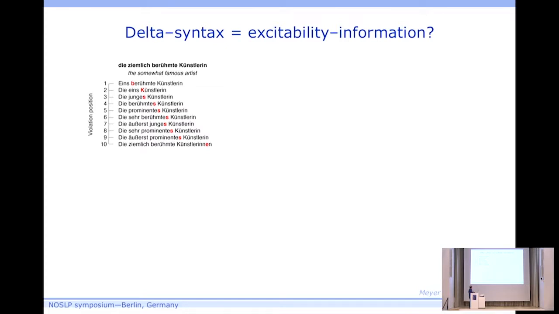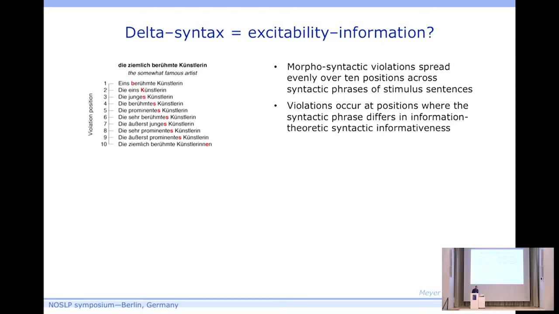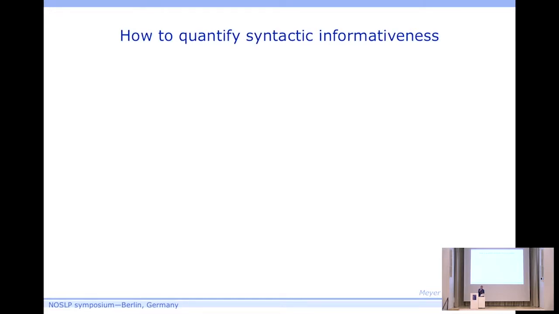And we have these violations at 10 steps in the phrase, from the left to the right, okay? And participants are to spot these errors. That's just their task, spot the error, okay? And these violations, and that's, I think, the crucial point, and this is why I think this is related to information processing, occur at time points where the syntactic phrase internally differs in its informativeness in information-theoretic terms. Okay, so how do we quantify this?